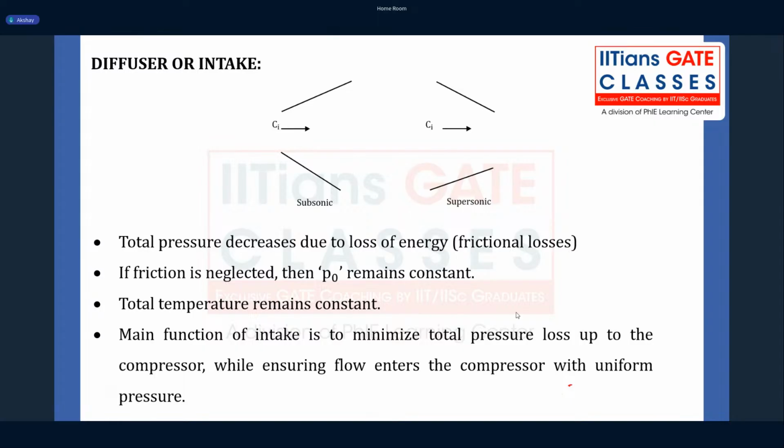When you have a subsonic flow, what is subsonic flow? The Mach number is less than 1, right? So when you have such a flow entering a duct, to bring the kinetic energy down, or to decelerate the flow and increase the pressure, what do we have to do? We have to have a duct that is diverging.